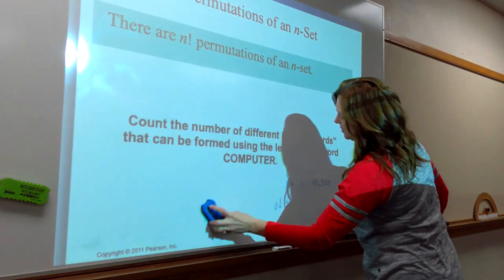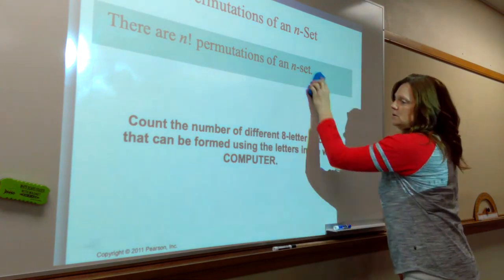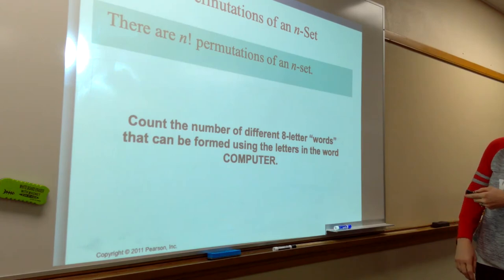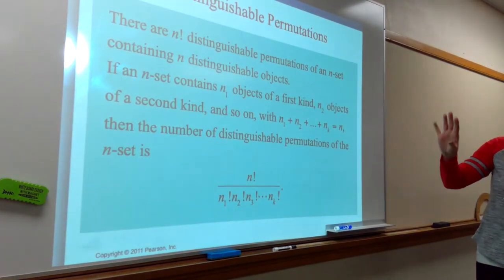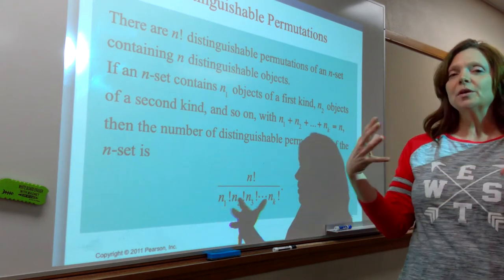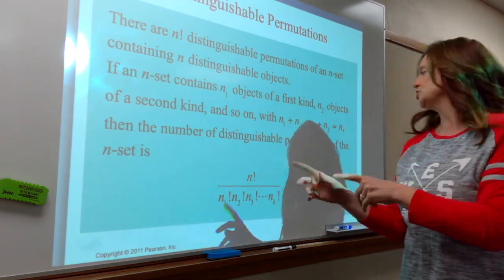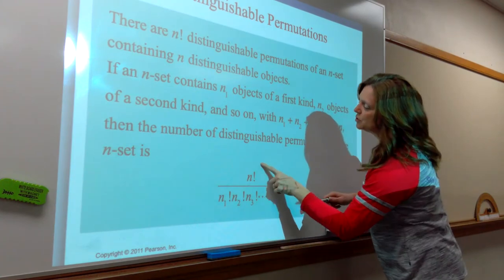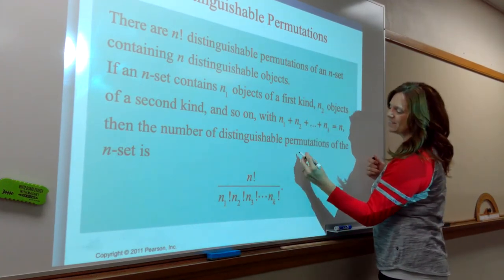It's certainly okay to type them in. Of course, you get the same answer. All right, so that's called a factorial. Distinguishable permutation. So the word computer had all different letters. What if the letters you're choosing from are from the word Mississippi?